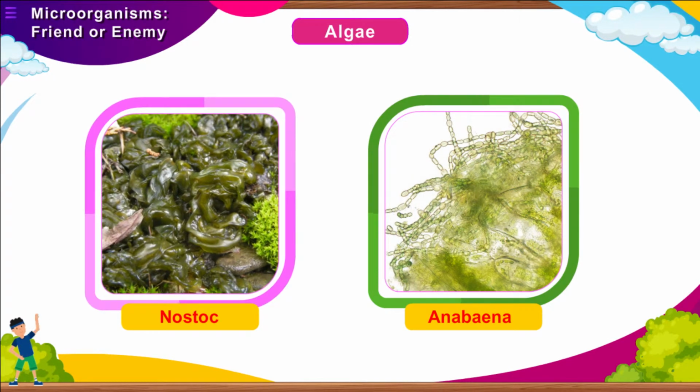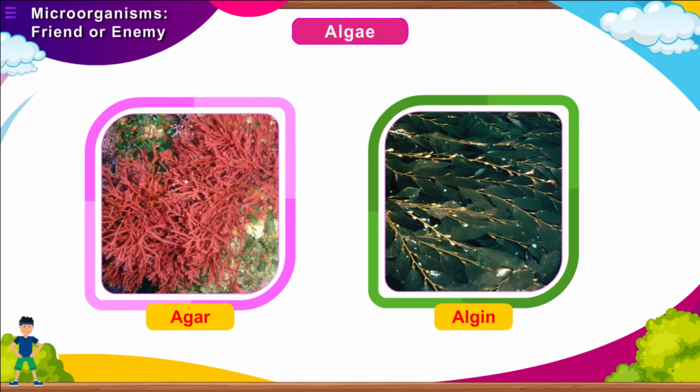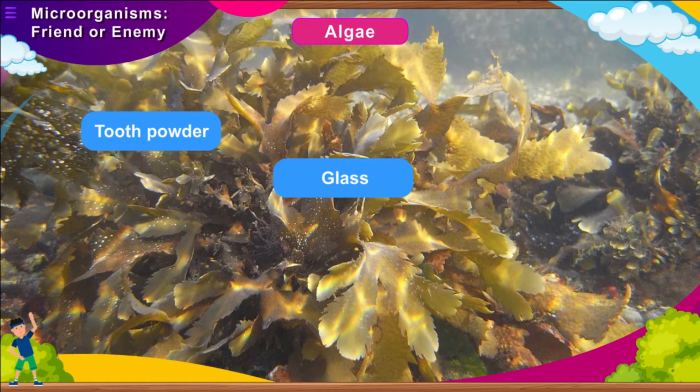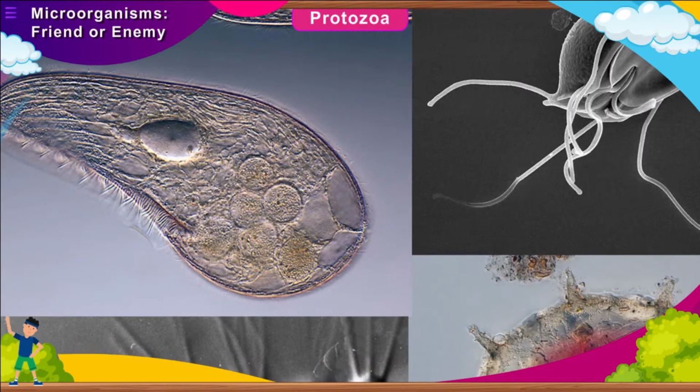Blue-green algae like nostoc and anabaena are good nitrogen fixers and make the soil fertile. Agar and algin, obtained from algae, are used in the preparation of medicines and cosmetics. They are used in making tooth powder, glass, and polish.